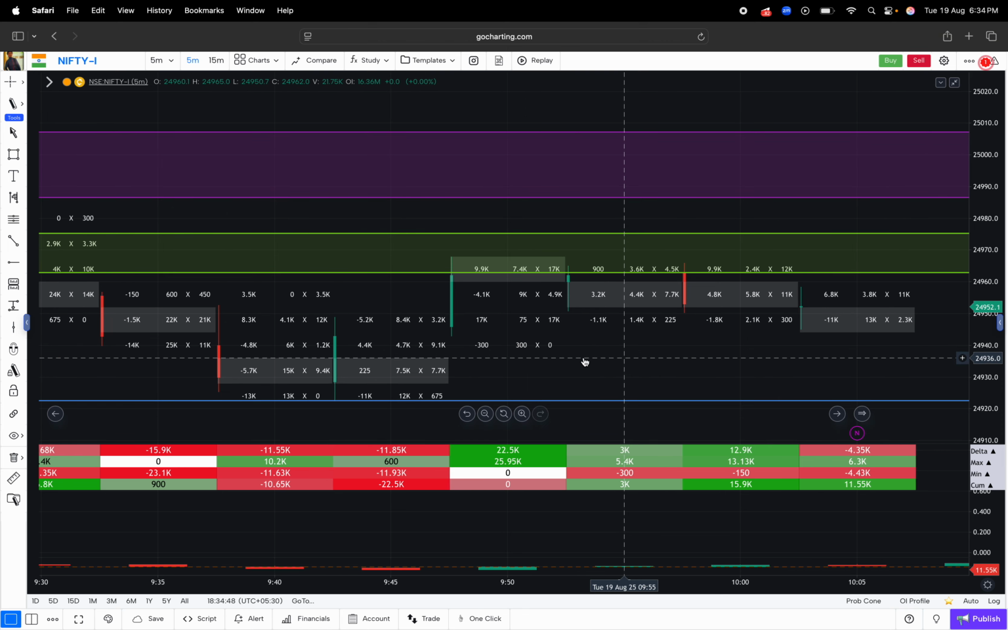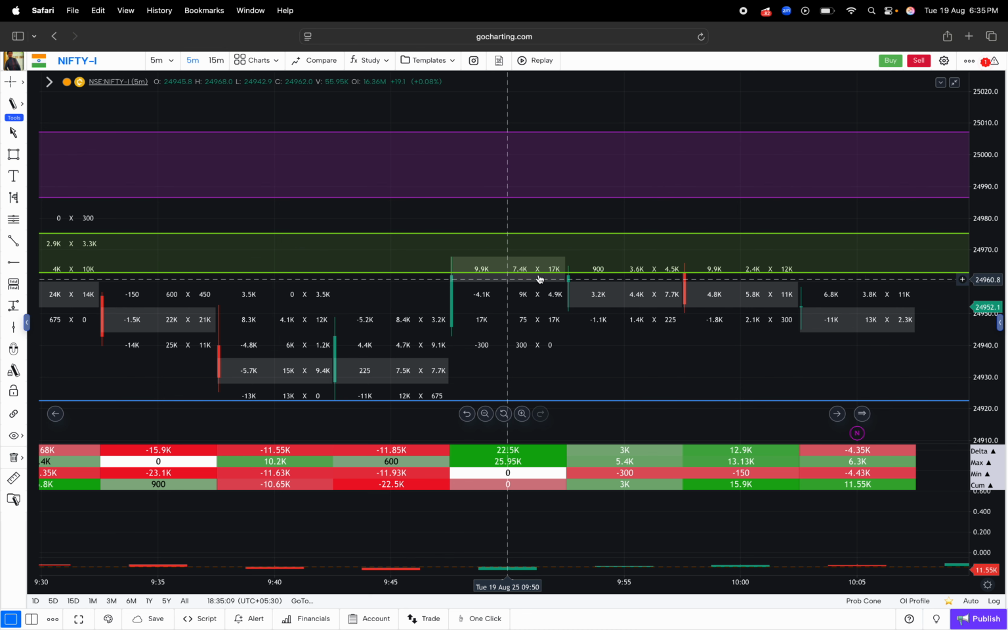Okay, so we'll move ahead. So this is a 20k delta. We cannot trust this. Why? Because we are targeting much more delta here. We got stuck between the support, the resistance, and the support. So either of the things should break.